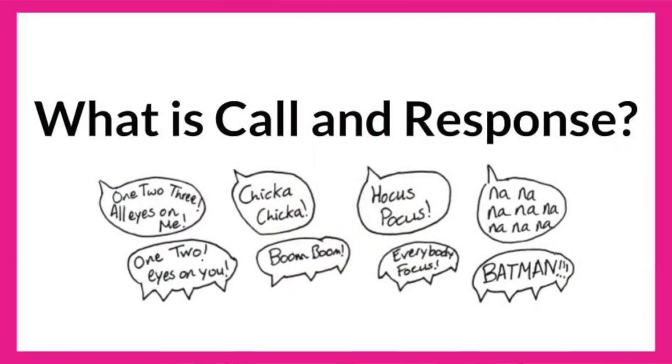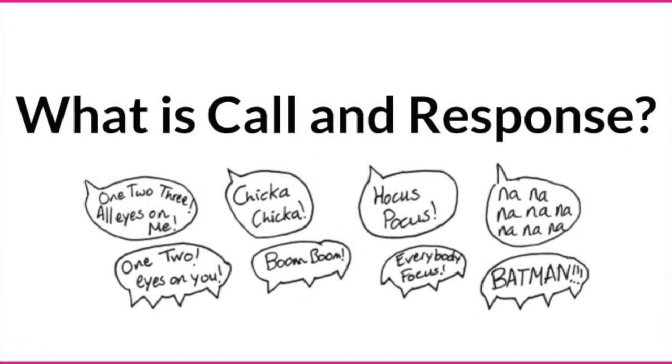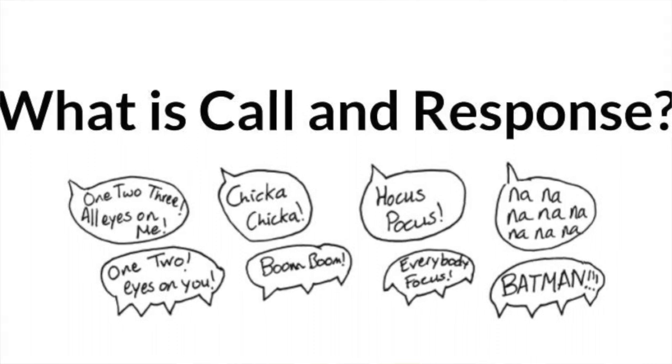Now that we understand what an echo is, let's talk about a second form of communication. This form is called call and response. We also do this in class all the time. When I say 1, 2, 3, eyes on me, and you say 1, 2, eyes on you. That's call and response because I say something and then you say something different.